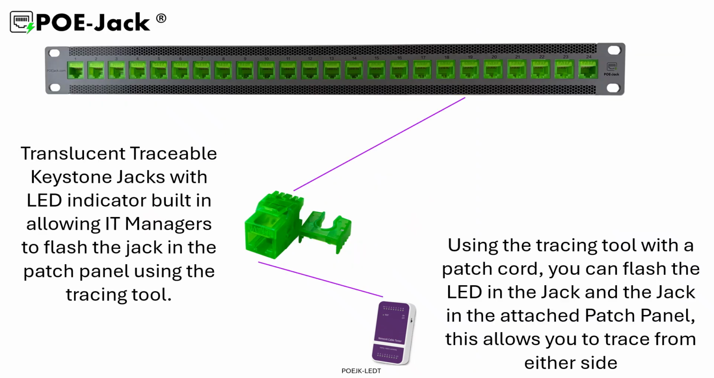Next panel seen here has the translucent LED jacks built in. And you have your wall outlet jacks that go into your various different wall plates. Those are connected with a standard category cable. These jacks are Cat6A, Cat6, or Cat5e capable. And of course, you just use a patch cord off the tracing tool to insert into the jack or into the patch panel to trace either way.